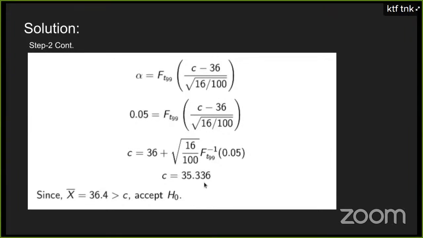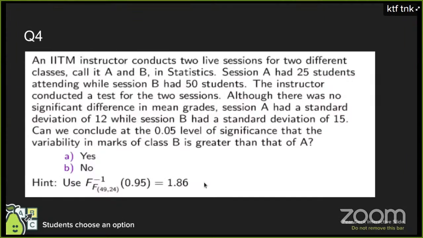So we'll move to the last question. An IITM instructor conducts 2 live sessions for 2 different classes, call them A and B, in statistics. Session A had 25 students attending, while session B had 50 students. The instructor conducted a test for the 2 sessions. Although there was no significant difference in mean grades, session A had a standard deviation of 12, and session B had a standard deviation of 15. Can we conclude at the 0.05 significance level that the variability in marks of class B is greater than that of class A? So which test are we going to use here?